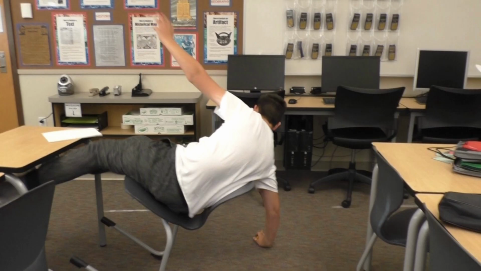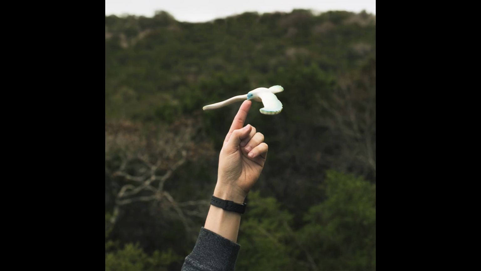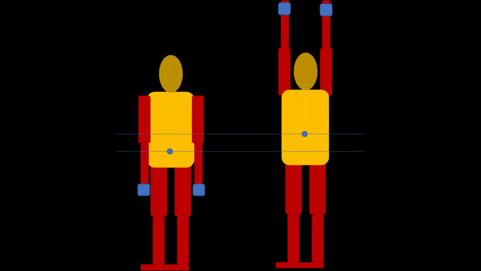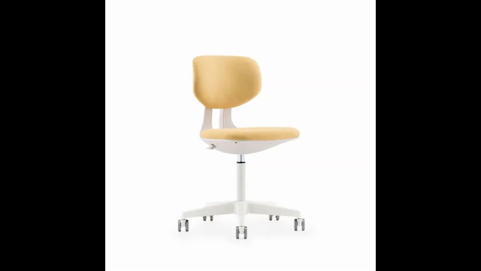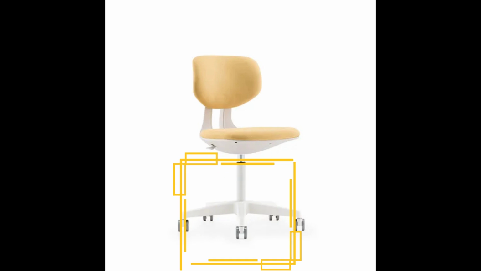Ever lean back in a chair and almost tip over? That's because of the center of mass shifting beyond the chair's base of support. The center of mass is the average location of all the mass in an object. In a person sitting, it's typically just above the pelvis. The base of support is the area between the chair's legs. A wider base means more stability.